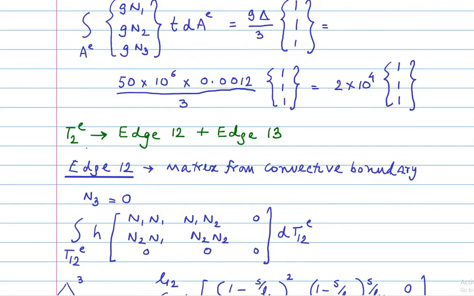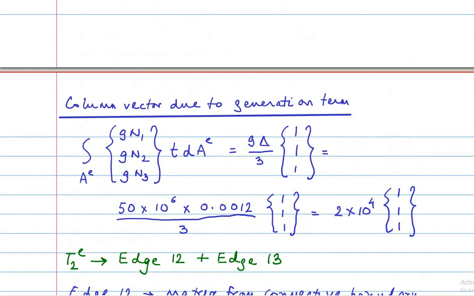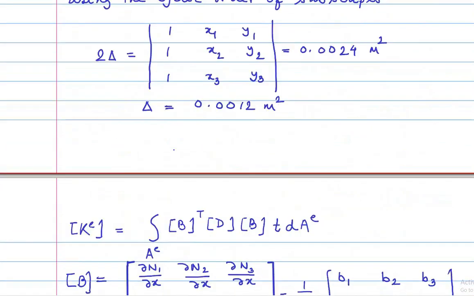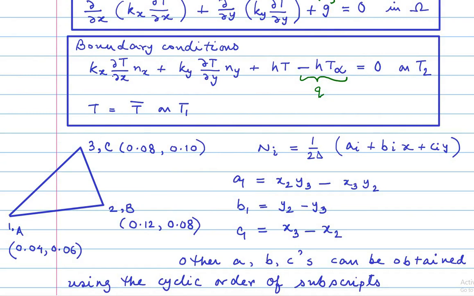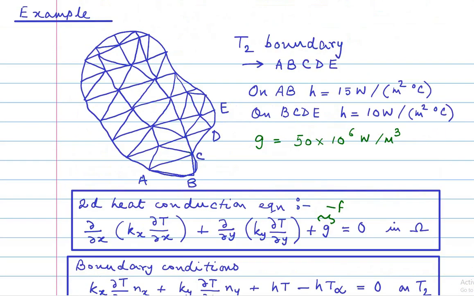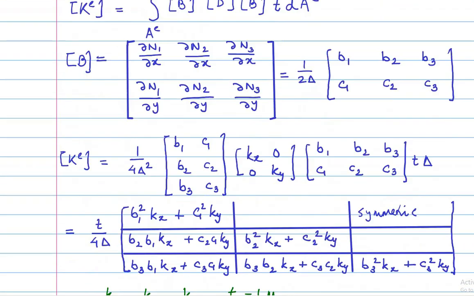Now the edge with the Cauchy boundary condition is gamma 2, that is 1 2 plus 1 3. So for this element, this 1 2 and 2 3 are on the convective boundary, or the Cauchy boundary.